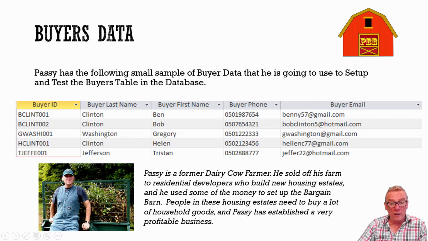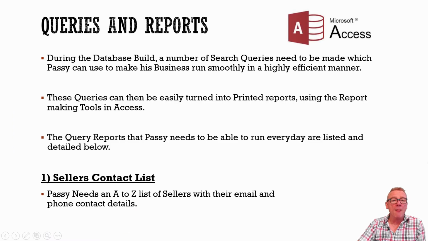Also a little more bio information on Passy. He used to be a dairy cow farmer, but developers came as the city fringe moved out and he sold his farm, was wondering what he was going to do with his time. He kept his barn and his house and decided to make a bargain barn. And that's gone quite well for him, by the way.